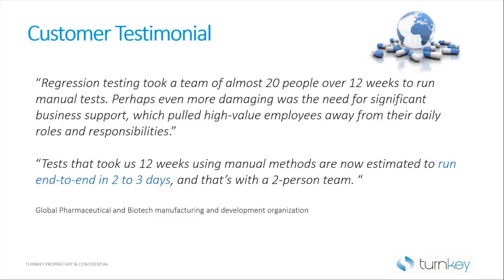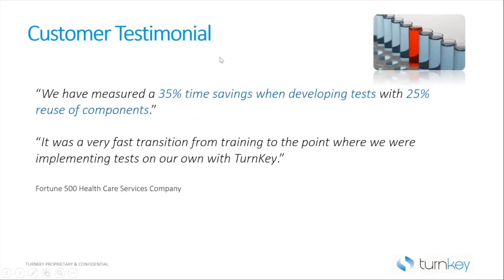So by adopting this process and integration of these disciplines, tests that once took 12 weeks are now estimated to run end-to-end, completely pervasively, in 2 to 3 days, and the team that has to do that has been reduced to 2 persons at the end of that process. So very, very, very significant. Now, the 2-person team is the one at the very end. There are other people from the QA organization who are now integrated into the process that make this a reality. So shortened cycles and better quality. One other testimonial is the Fortune 500 healthcare services company.